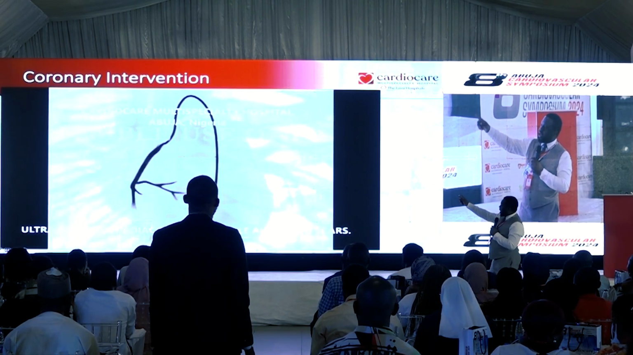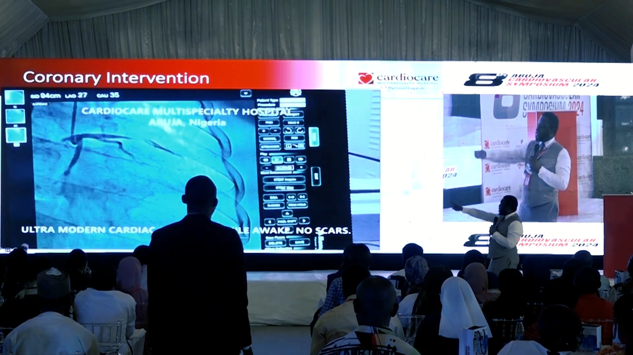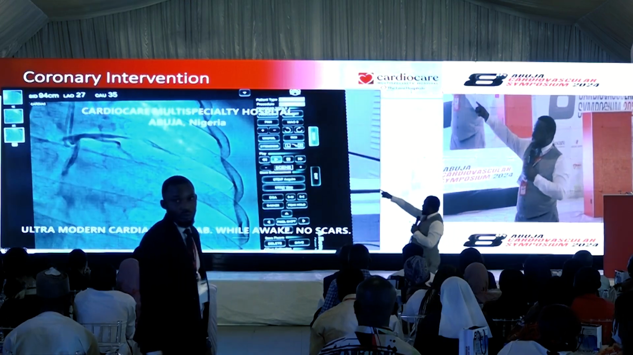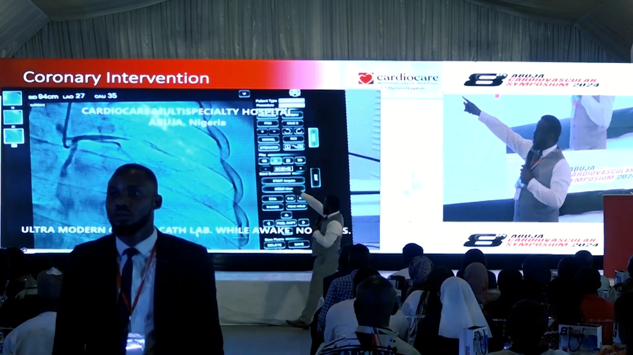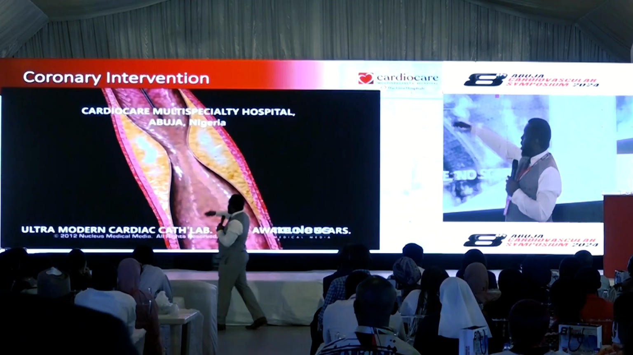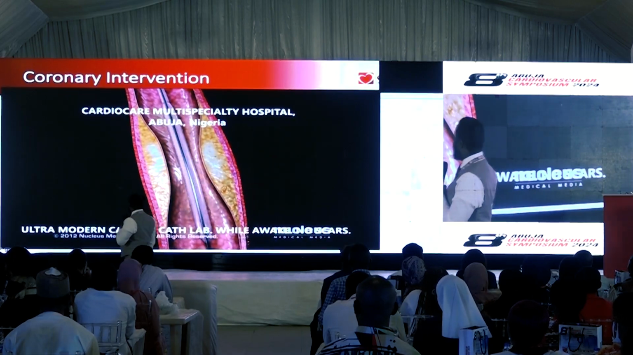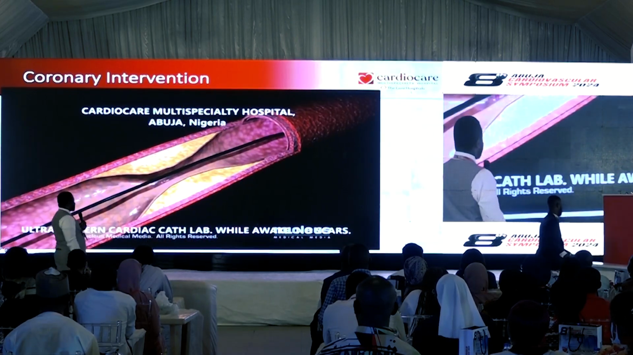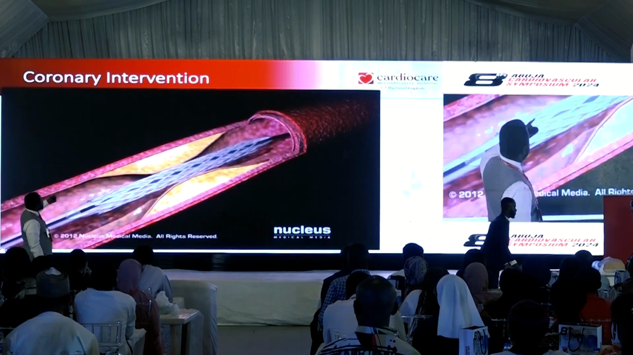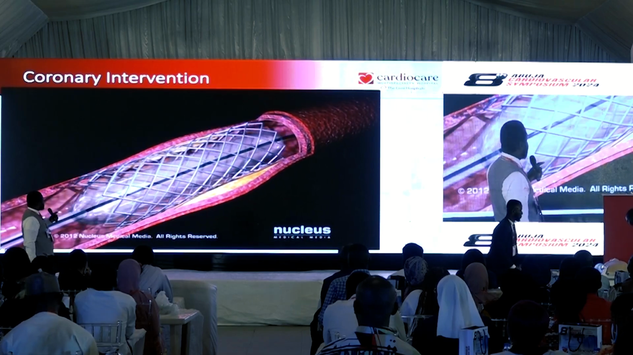Then we look for the blockage, and then we do the right and the left. So can we see the blockage here? That is the left anterior descending. And we can see the blockage. Can we all see it? So we pass our wire and then do our balloon there. Very easy. Then we go with our stent. This is what we used to do the balloon, that thing we are turning.